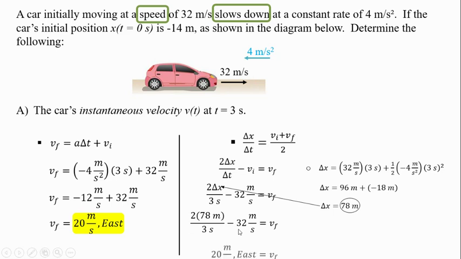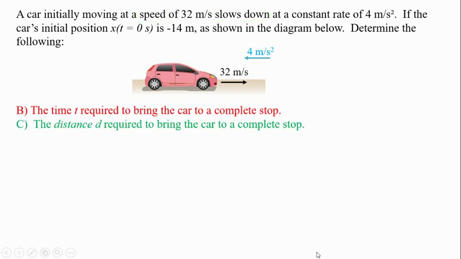So if you simplify all that work down in your calculator, you should get the same magnitude, which is 20 meters per second. And again, because it asked for instantaneous velocity and it did not use the word magnitude, I'm going to include the direction in this case. It will be 20 meters per second, east, just to be consistent. All right, now let's move on to B and C.